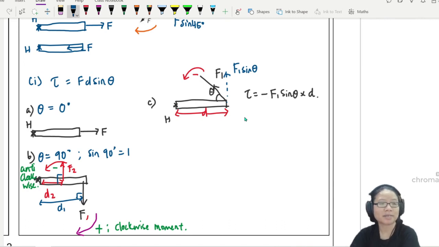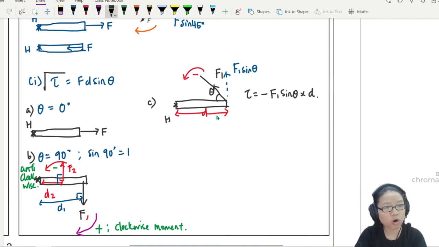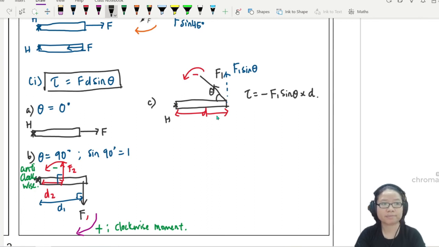Okay, so it depends on the angle and also the direction that the force is directed. But this is the general equation. You can use torque is equal to F d sine theta. Okay, this is case 1. But we have another term in our title, that would be couple.